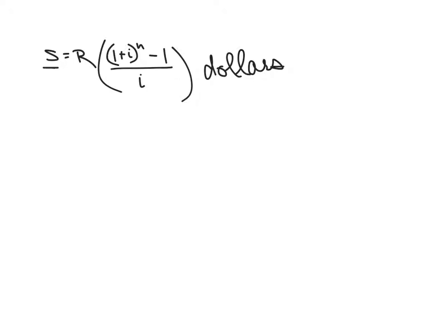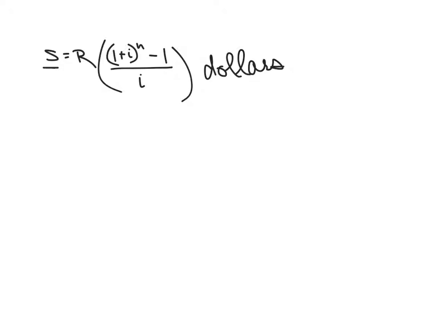So example 1 says find the 5-year future value, find S, of an ordinary annuity with a contribution of $500 per quarter, so 4 times a year, into an account that pays 8% per year, compounded quarterly. Again, quarterly, 4 times a year. So it's very important.